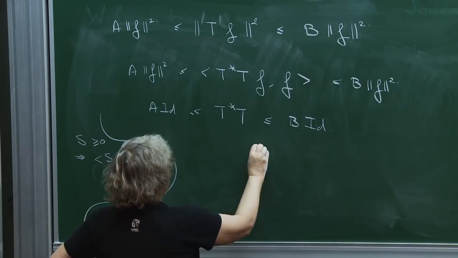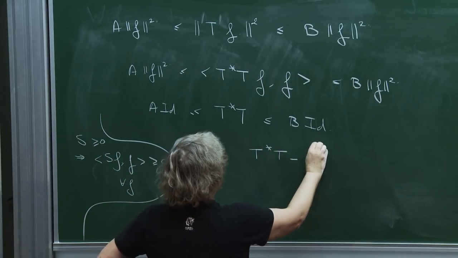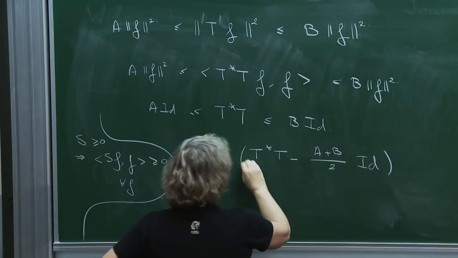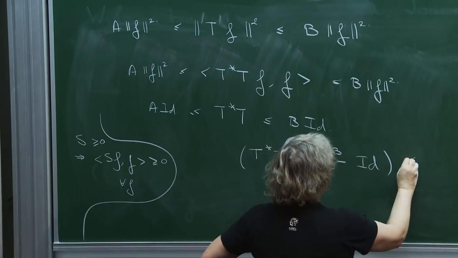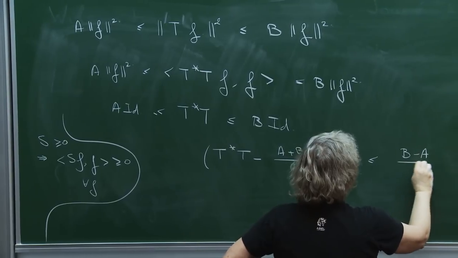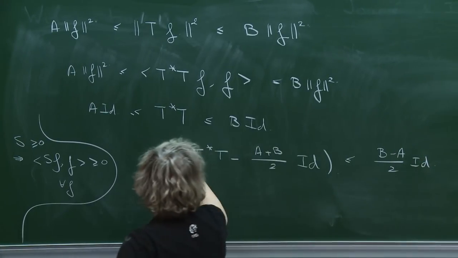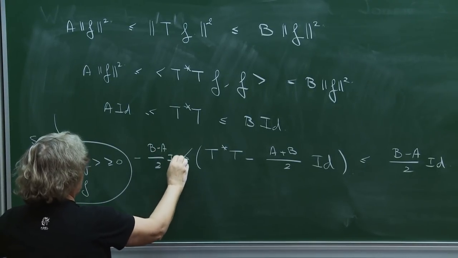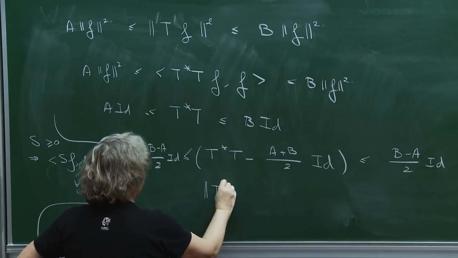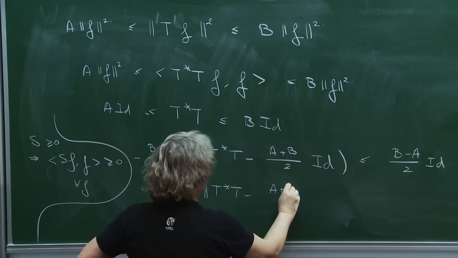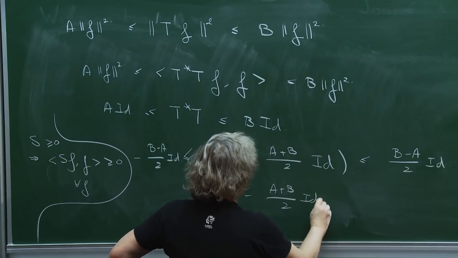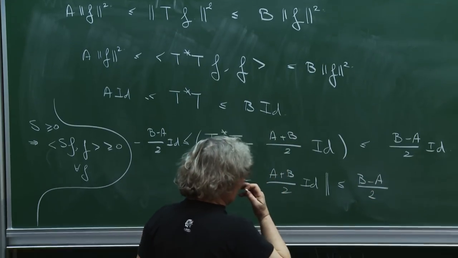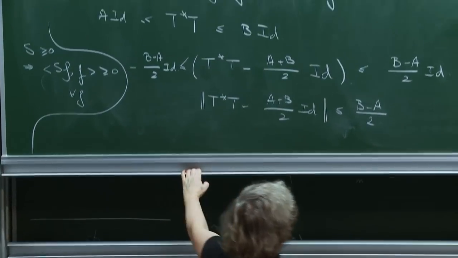And if I look at T star T minus half this multiple of the identity, that is, this average, then I get that it's bounded above by (B minus A) over 2 and bounded below by the negative of that number. Which means that T star T minus (A plus B) over 2 times the identity is bounded by (B minus A) over 2. And, well, I can go on here.